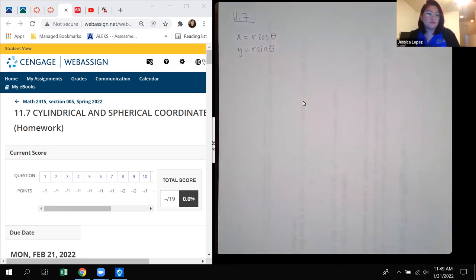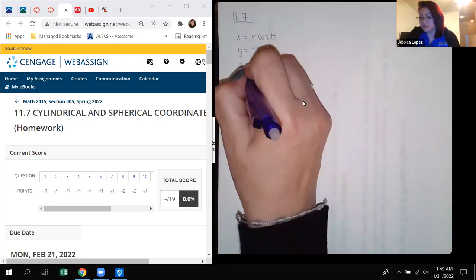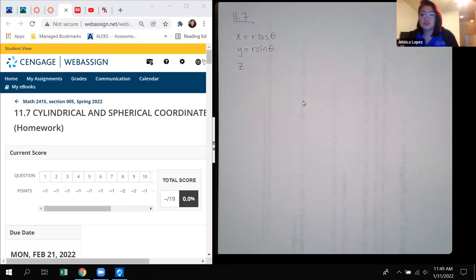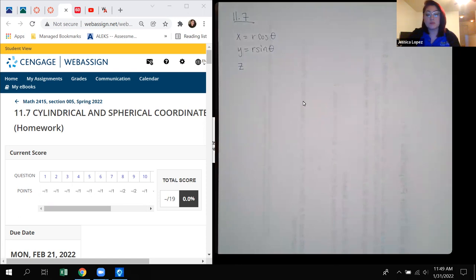Well, the only thing different for the cylindrical coordinates is that now you're in three-dimensional space, so now you have z, okay? And z is just going to stay z, that does not change. So essentially what you're doing for all of these conversions is you're just converting the x and y coordinates, and the z coordinate will be the same, okay? This is for cylindrical coordinates. When we get to spherical coordinates, there's a lot more going on and you do need to convert that third coordinate, okay?